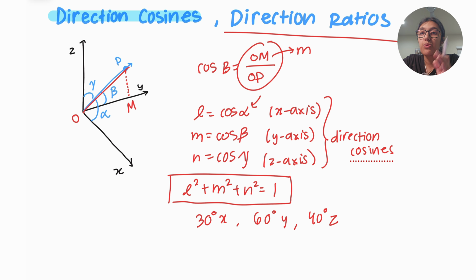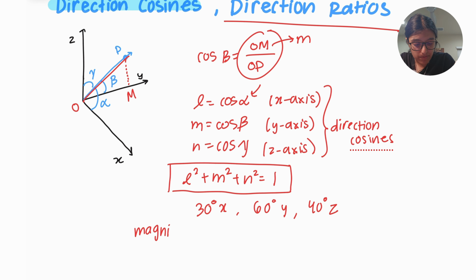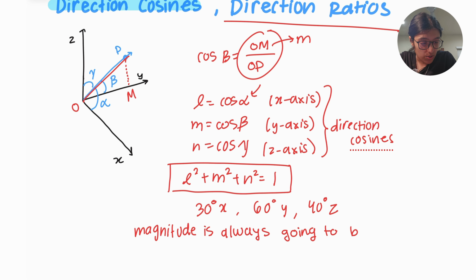While they show you the direction that a vector is pointing, the magnitude of the vector of direction cosines is always going to be equal to 1. So that is another thing to note. Magnitude is always going to be 1.